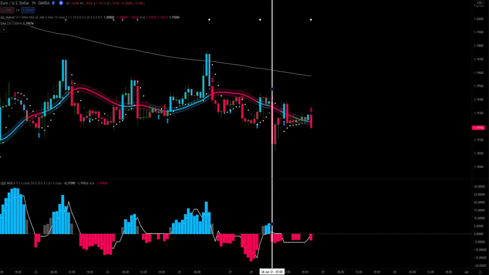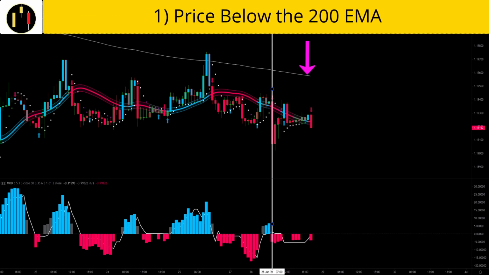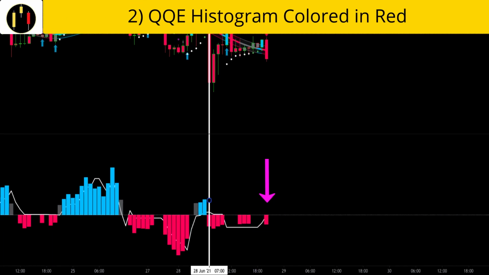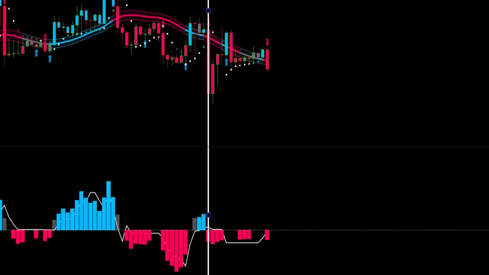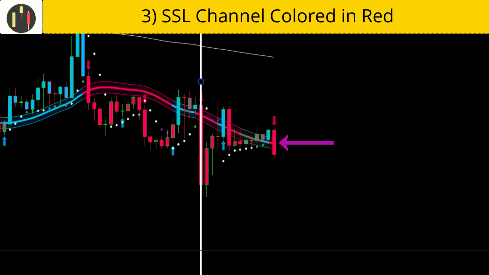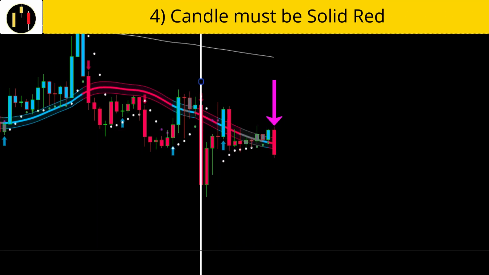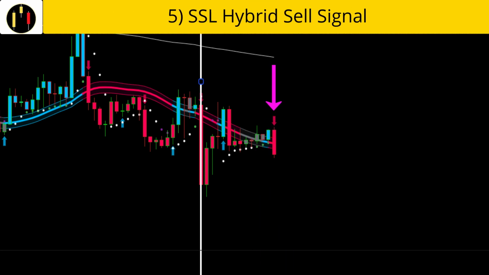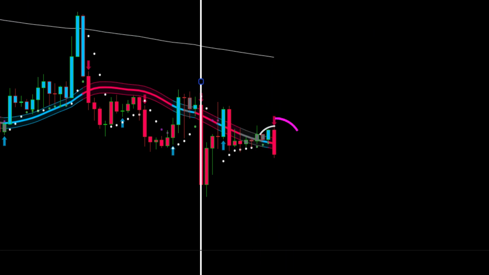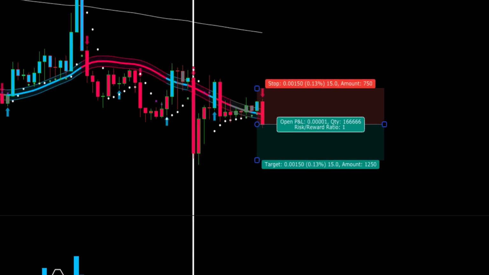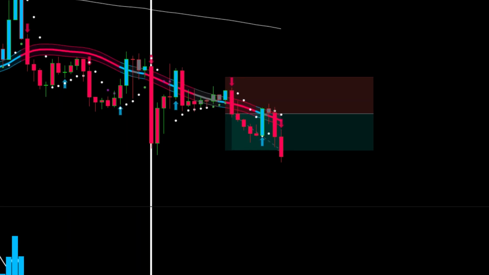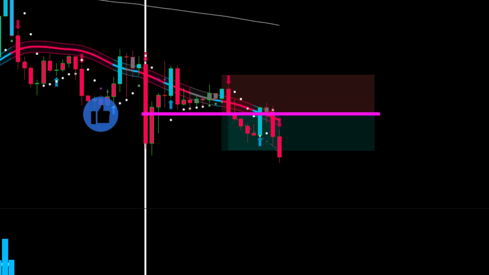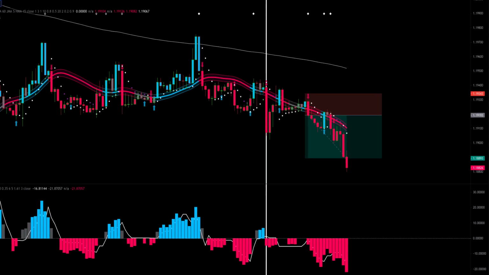This is what I will test for shorts. First, price must be below the 200 EMA. Second, the QQE mod histogram must show a red histogram bar. Third, the SSL channel needs to be red. Fourth, the candle must be a solid red color. And finally, we need an SSL hybrid sell signal. All of that happens when this candle closes. This is our trigger. We target 1-to-1 for half our position. When 1-to-1 is hit, we move our stop to break even and let the rest ride out to 2-to-1. And this one hits 2-to-1.